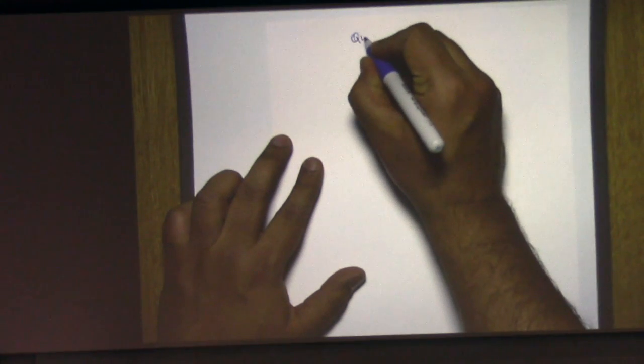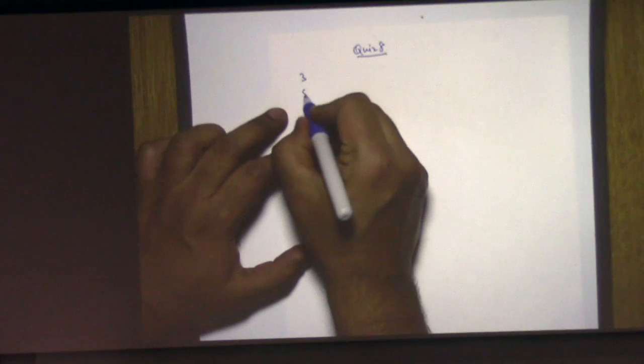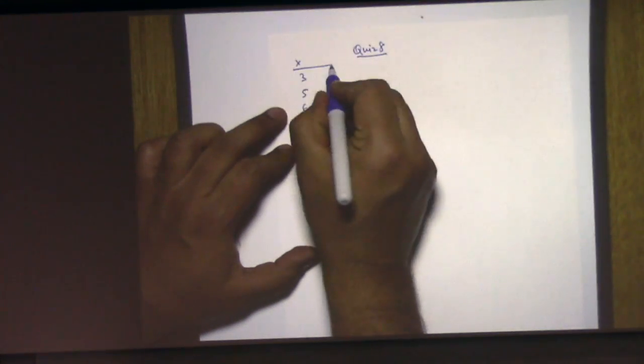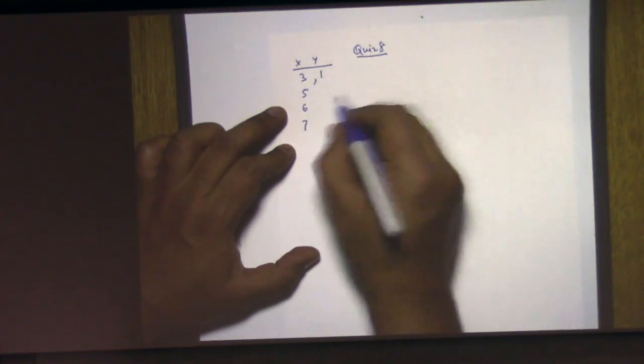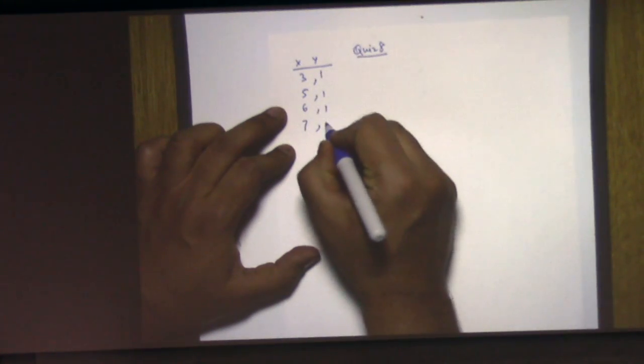So this is quiz 8. I think quiz 8. Right? So the idea is this. You have 4 data points, 3, 5, 6, 7. These are your x's, and your y's are, they're all normal. So let's say normal is 1 and anomaly is 0. So outlier is 0. So this is your data.